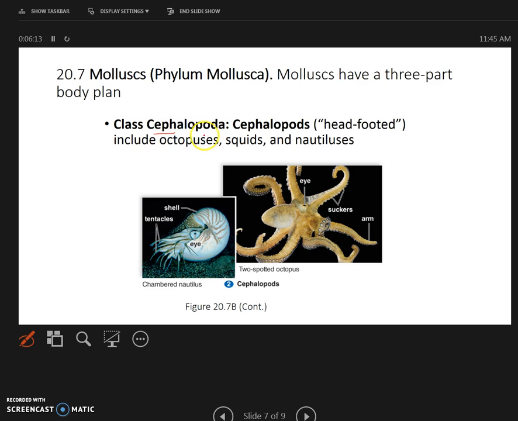The next is the cephalopods. Cephala means head, poda means foot, so they are head-footed. This includes octopus, squids, nautilus. Instead of having a foot, now you have tentacles. These are very well known to you all. You have seen these octopuses, cephalopods. These are very advanced. In fact, they have an internal shell. They don't have an external shell, as you can see with bivalves and gastropods.